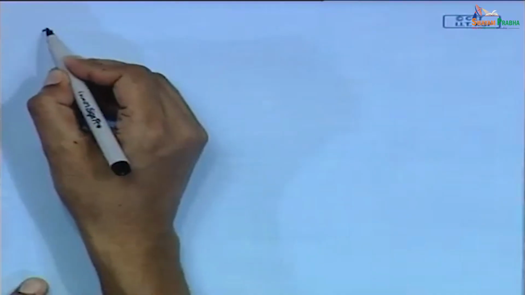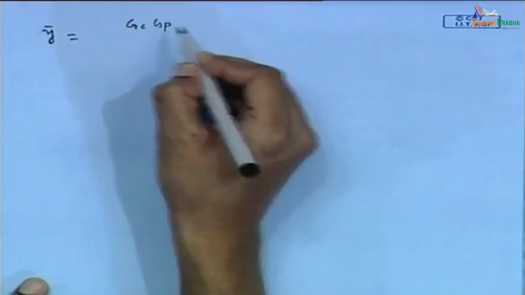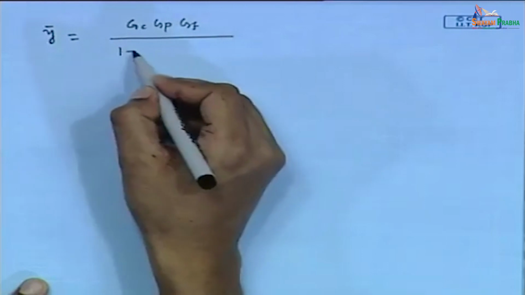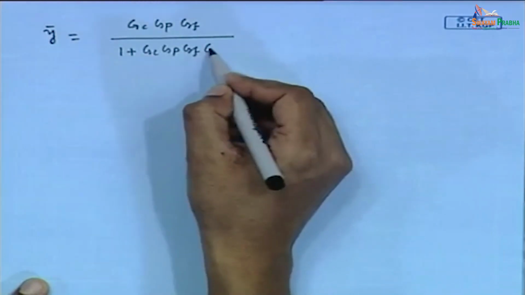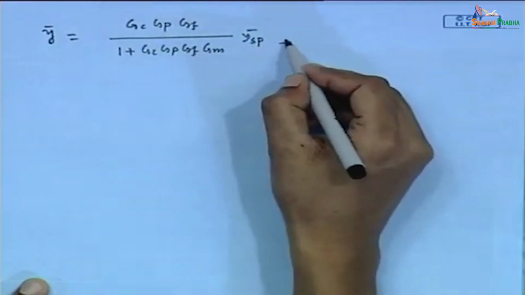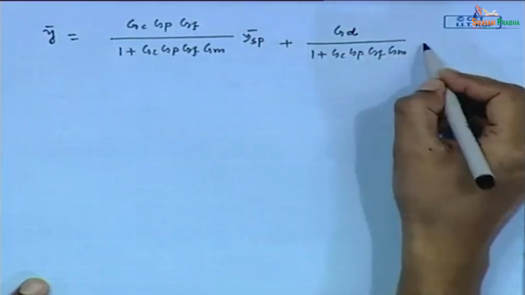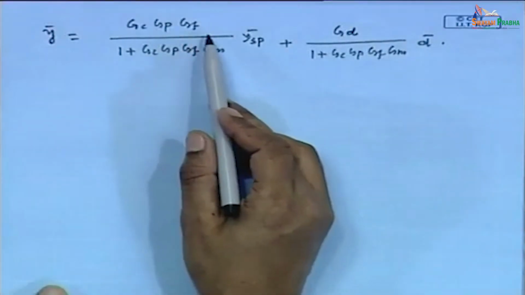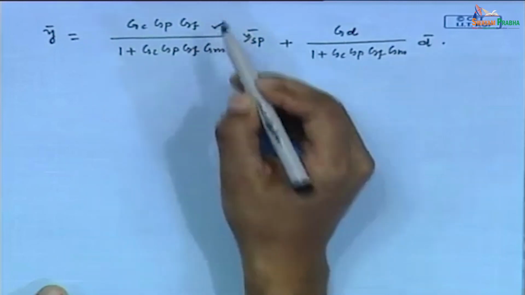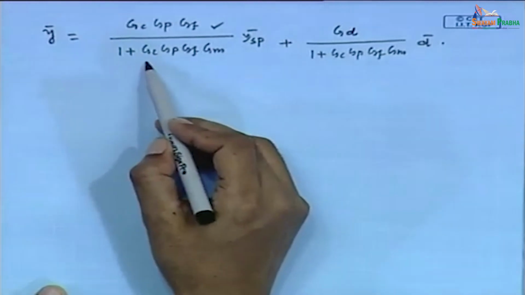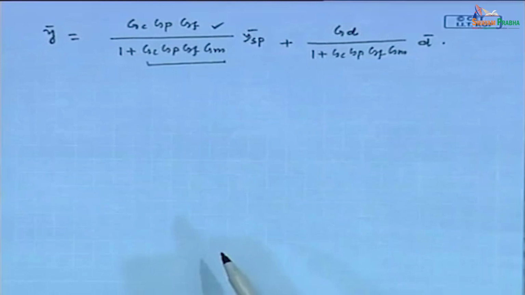So, our original transfer function is Gc Gp Gf divided by 1 plus Gc Gp Gf Gm times y set point bar plus Gd divided by 1 plus Gc Gp Gf Gm times d bar. We will use this transfer function mostly in the analysis of different features. Fine. You see here the transfer function of measuring device does not exist in the numerator, and in the denominator, all the individual transfer functions are included.